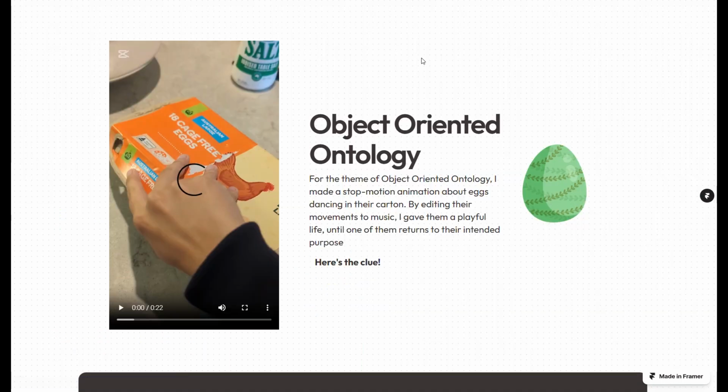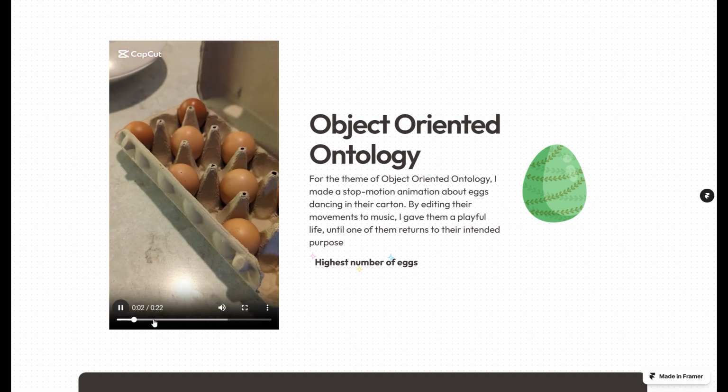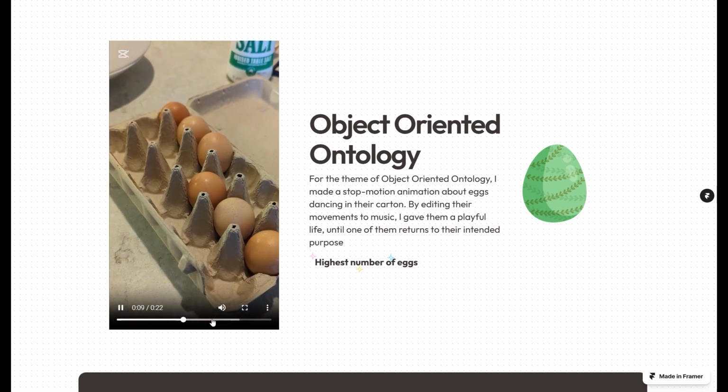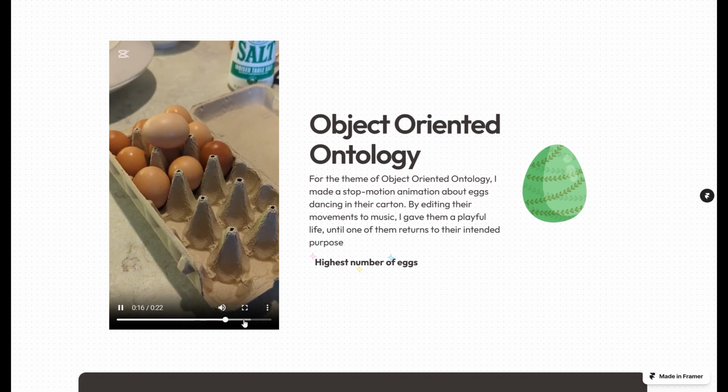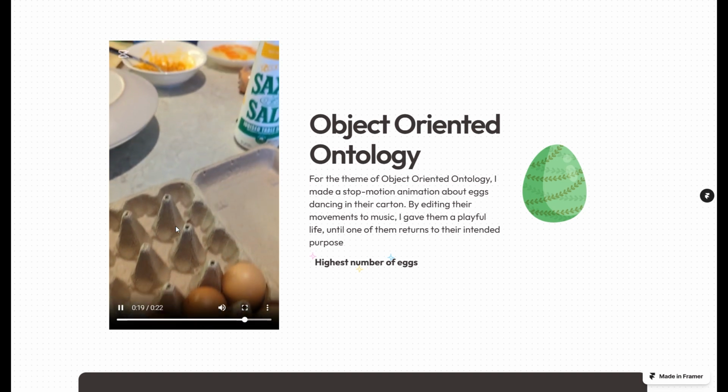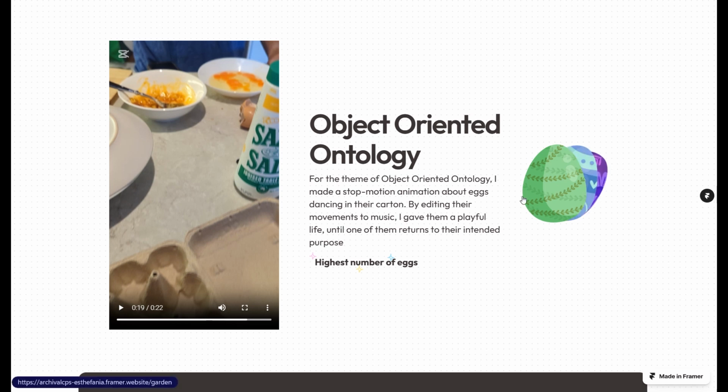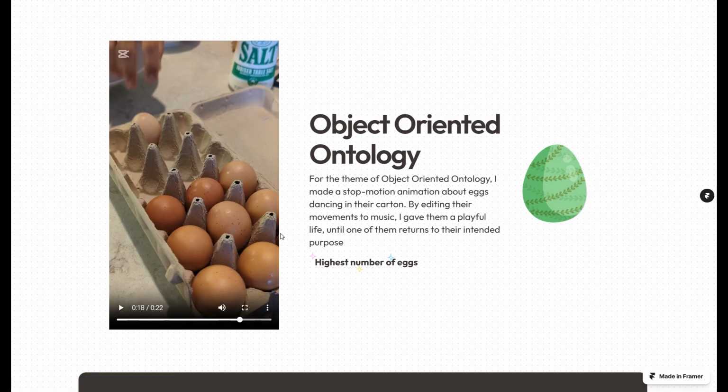Then we have the green egg, that is object-oriented ontology. For this one, I will turn the volume down. For the theme of object-oriented ontology, I made a stop-motion animation about eggs dancing in the carton by editing their movements to the music. I gave them a playful life until one of them returned to their intended purpose. Here's the clue: what is the highest number of eggs? So we can see that the highest number of eggs was 10. So clue number 10.